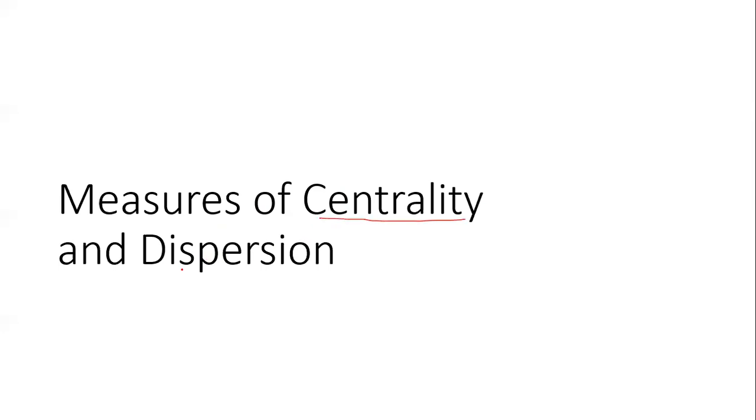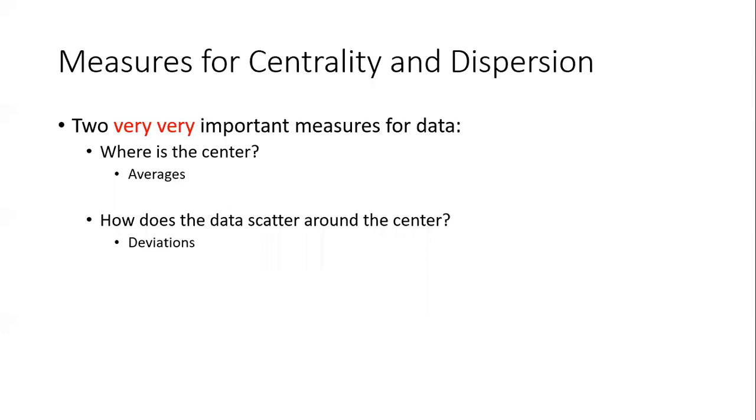The first one is the centrality measure, which shows the center of the data. We will see, it shows the center, some kind of a weighted average, and the dispersion, which shows how much data is spread around, especially spread around the mean. Okay, so again, the center, which is measured by the averages and also the deviations. So how does the data scatter around the center? It is represented by the deviations.